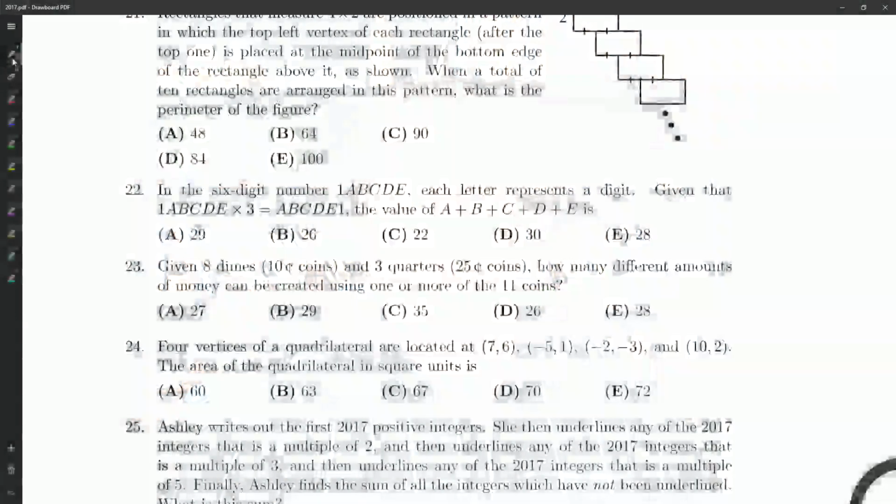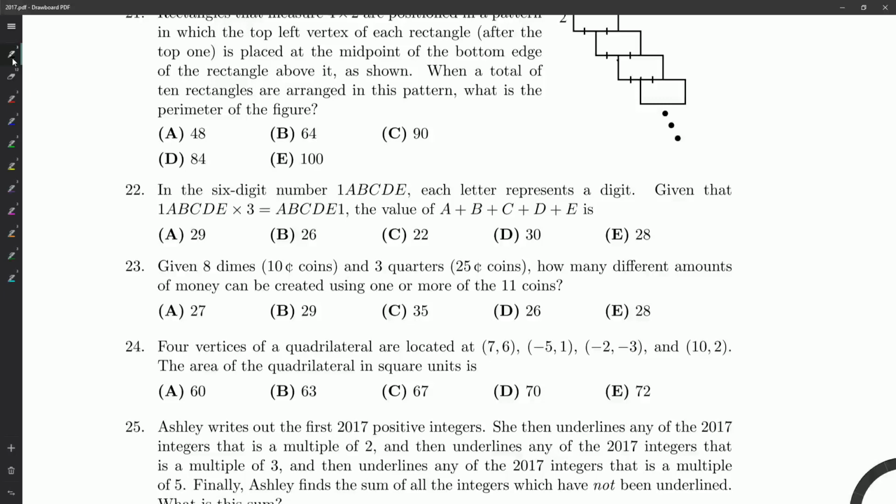Root Beer here, and we're looking at question 23 on the grade 7 Gauss paper put out by the University of Waterloo, specifically the grade 7 Gauss from 2017, and we're all the way up to question 23. Let's have a look-see. Given 8 dimes, which are 10-cent coins, and 3 quarters, which are 25-cent coins, in case you're not familiar with Canada's currency system, how many different amounts of money can be created using one or more of the 11 coins?